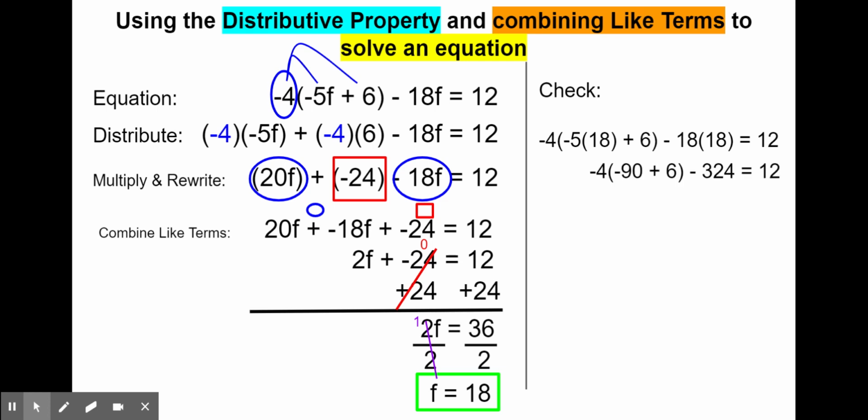That -90 plus 6 now is in parentheses. And I continue. Here now I have the multiplication, -4 times -84. And I'm left with my subtraction. And I get 12 equals 12. So I can use my check mark, indicate my check is right. That means my answer, f equals 18, was correct. And that's how we can use the distributive property and combine like terms to solve an equation.